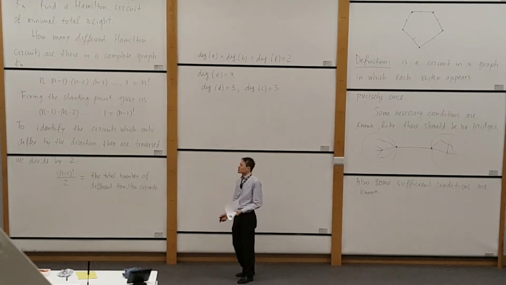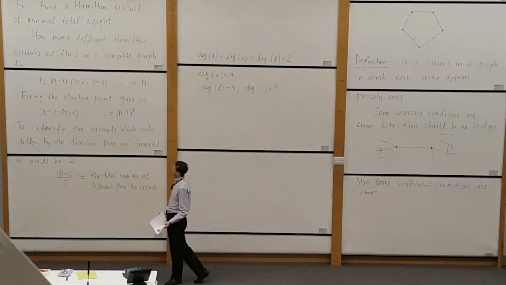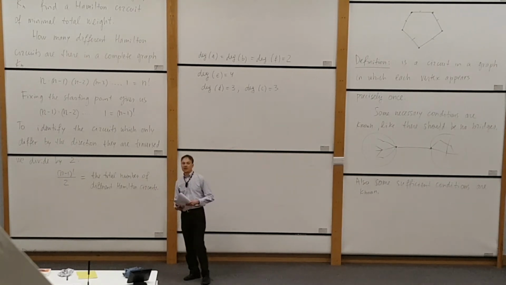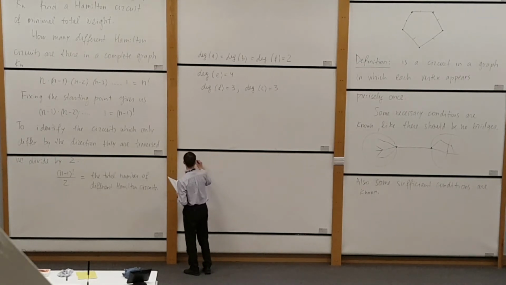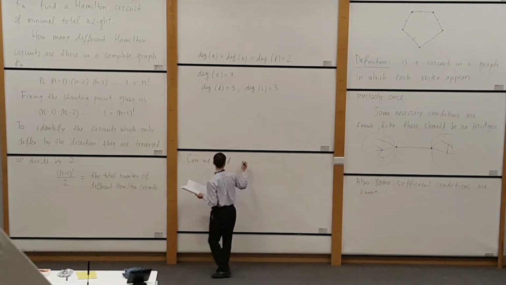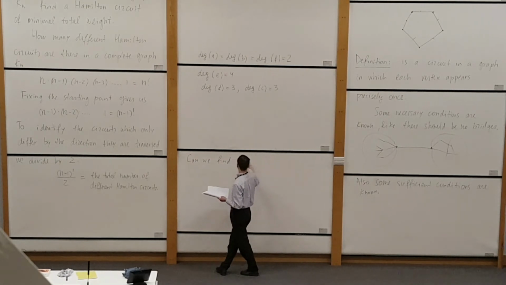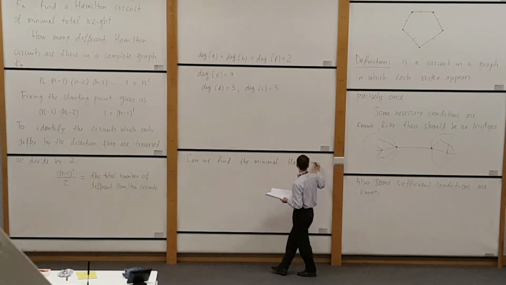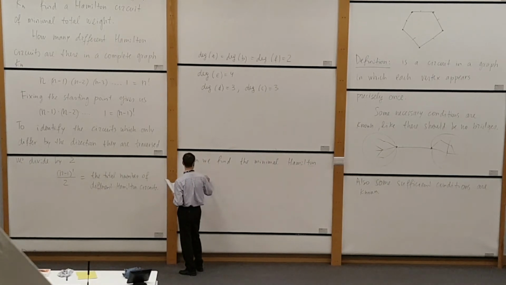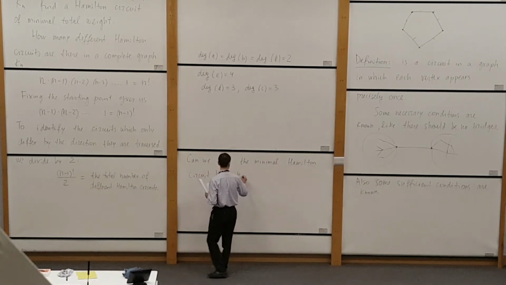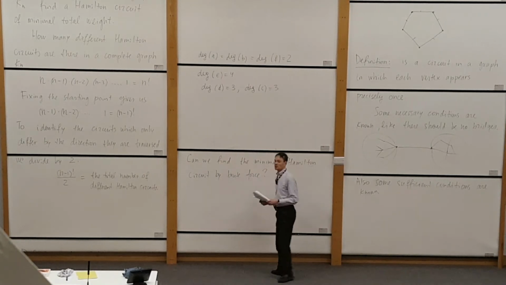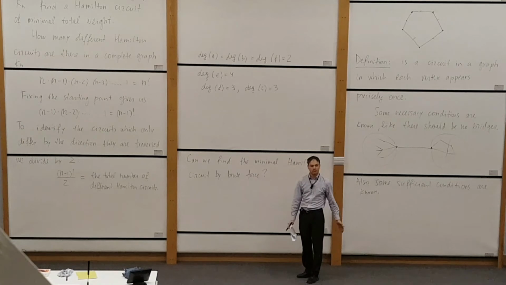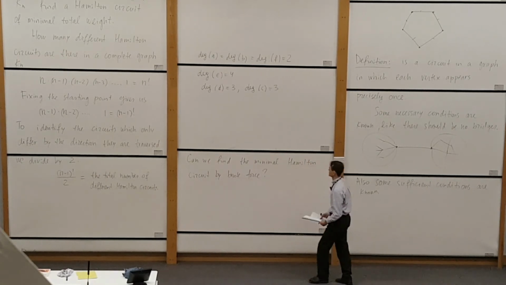So the first idea which comes to mind, if you want to find a Hamilton circuit of total minimal path, can we do it by brute force? So can we find the minimal Hamilton circuit by brute force? By which I mean, let's just list all of them, find the total length for each of them, and then choose the one with the smallest total weight available.